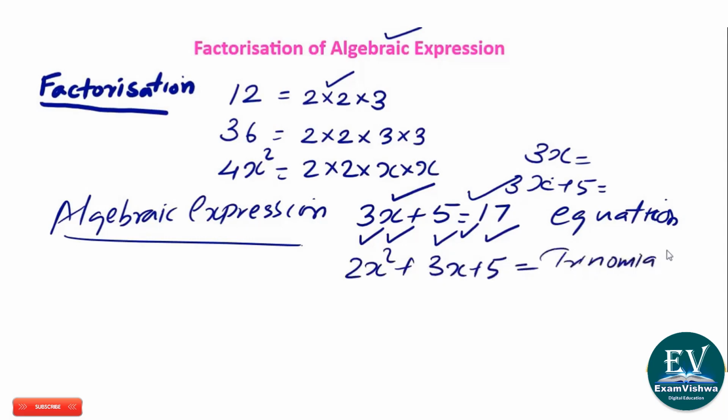Now in future you will be classifying according to the index or the degree of the variable. This has a maximum index of 2, and we will name it a quadratic trinomial or quadratic expression. All these things you will be studying by class 10. The point over here is that the algebraic expression is known to you, factorization is known to you.